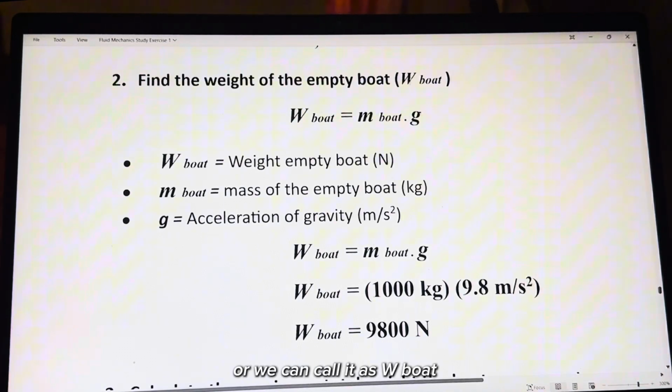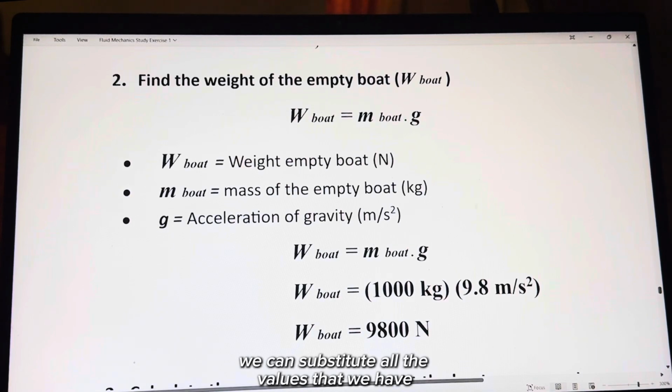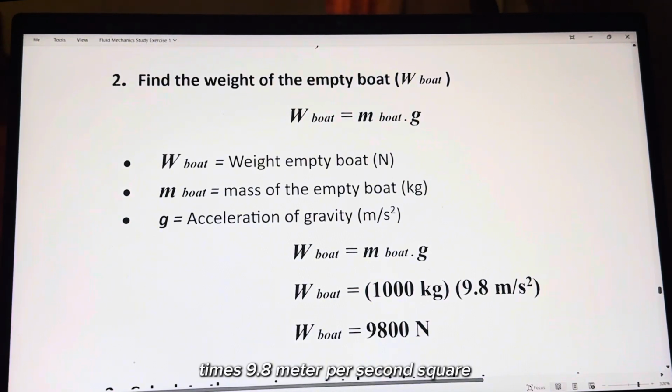The second step is to find the weight of the empty boat, or W boat. The formula for weight is W equals mass times g. So W boat equals the mass of the boat times gravity. Substituting the values, W boat equals 1000 kilograms times 9.8 meters per second squared, which is 9800 newtons.